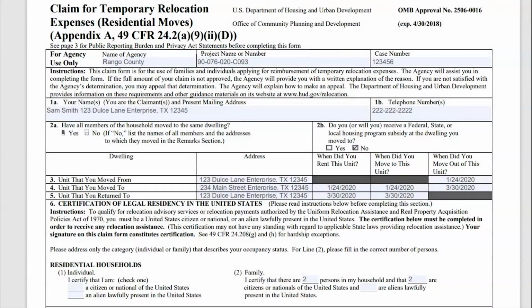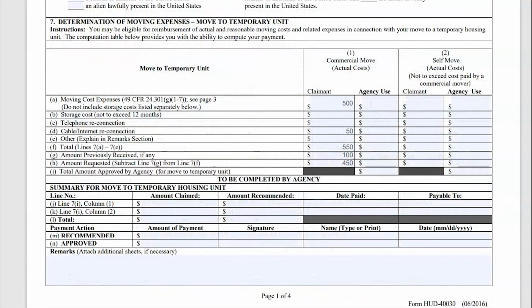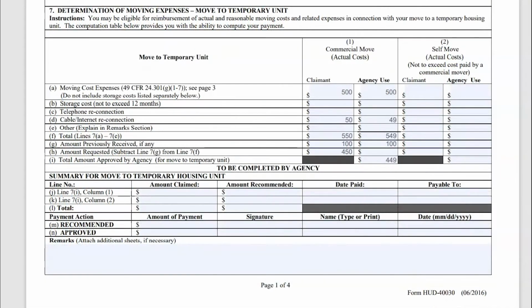Subrecipients should review the information in numbers 1A through 6 to ensure they are consistent with the other information that the subrecipient has on the claimant, and they are consistent with the temporary relocation claims being requested. In number 7A through I, the subrecipient should input in the agency use only columns their approved amount for each claim based off the receipts and documentation provided by the claimant. As you can see in the example, the claimant only had receipts for $49 for cable and internet reconnection, and the subrecipient determined they were only eligible for $449.